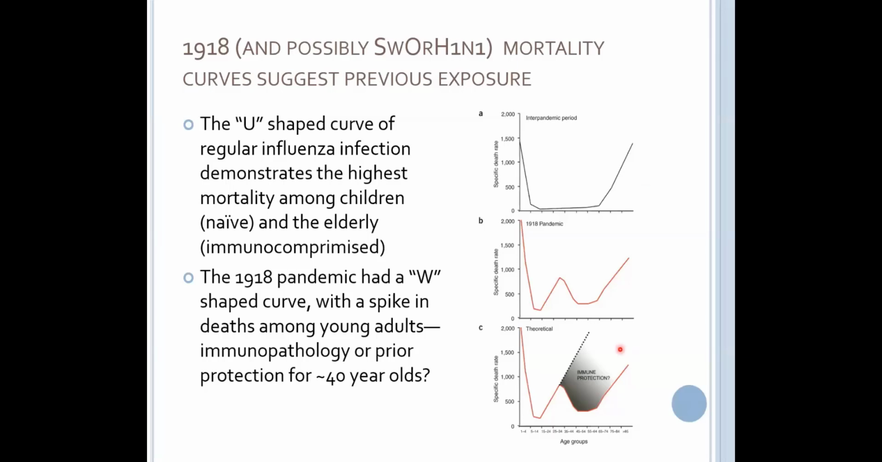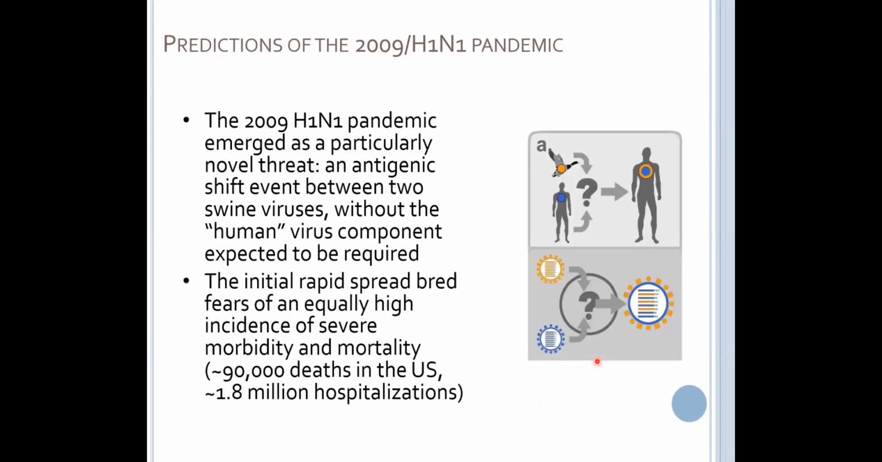And one thought as to what caused this W-shaped curve in 1918 is that actually middle-aged people were maybe protected by some immune memory of a similar virus. And we just don't have the ability to look back much past the late 1800s to figure out what flu viruses were circulating before them. But we assume that they were circulating. Flu didn't get invented in 1918.